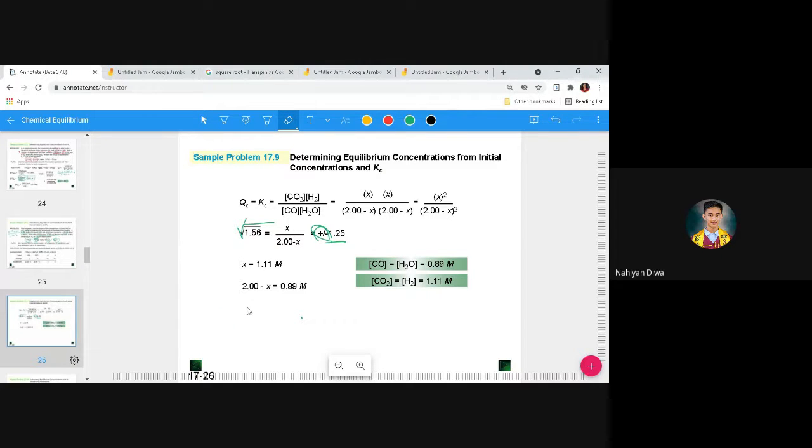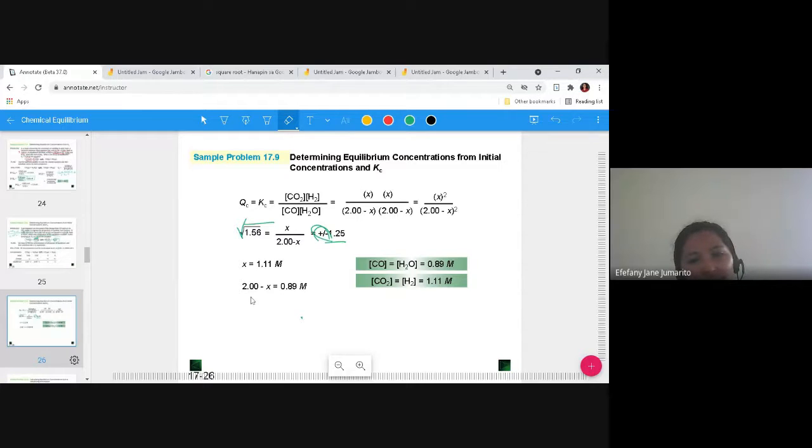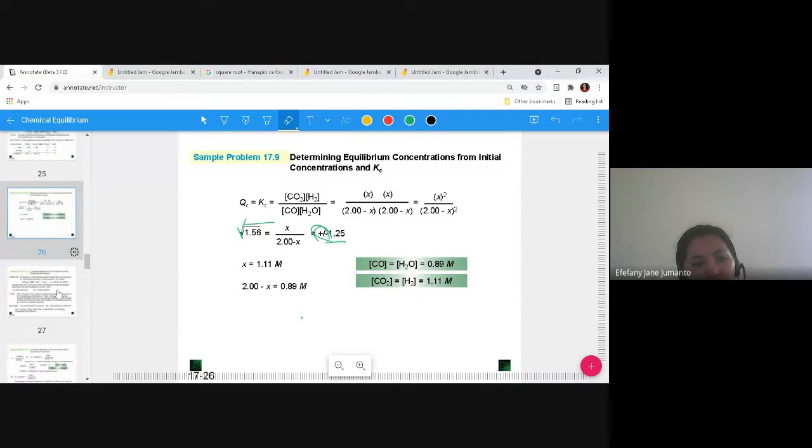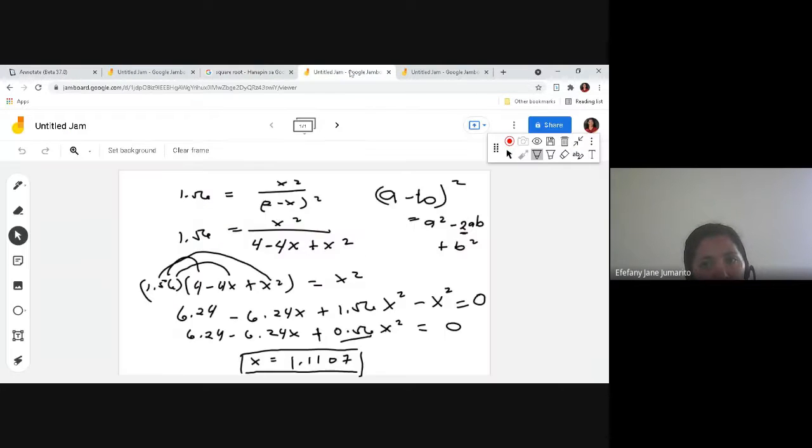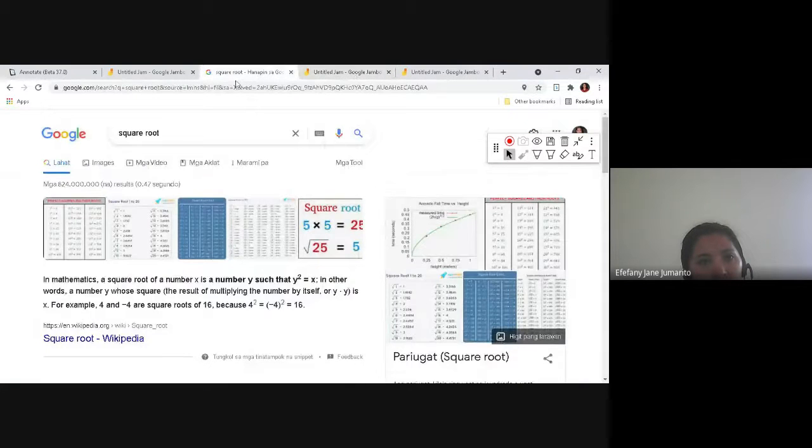Okay, ma'am. Thank you. Okay, we have that one. Okay, so that's it. 1.56x minus negative 125. Kung ang x square root kay positive negative pa na siya. Okay, so that's it class. Inatuon na ninyo pagbuhat the ICE table.